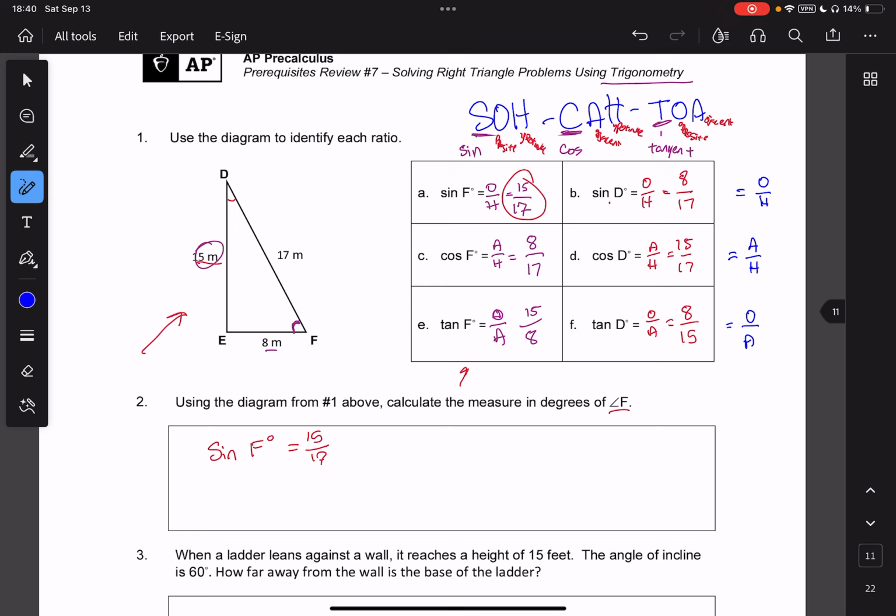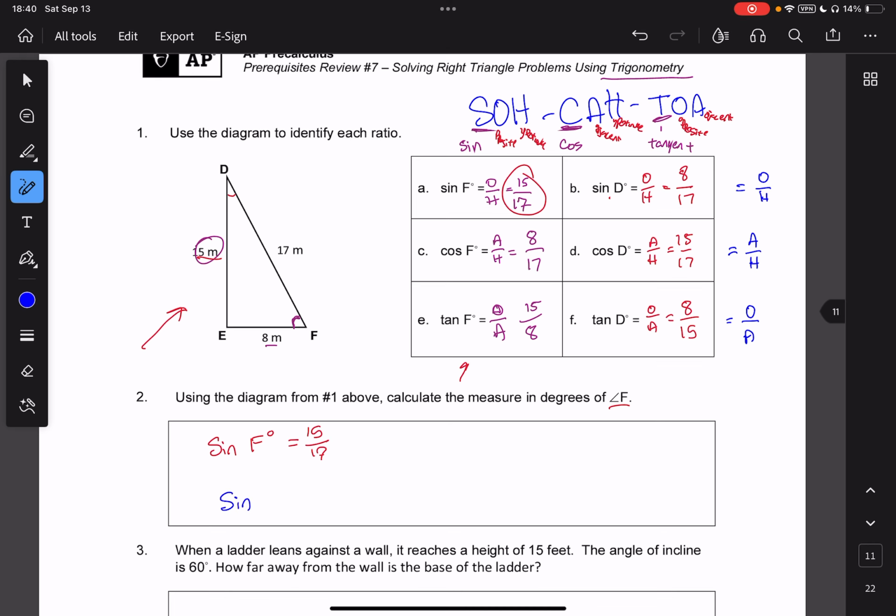You guys will have calculators for this. How do we input this into the calculator? Sine inverse of 15 over 17. We are taking the inverse, so it swaps these two. So then it's equal to F. When we put that in our calculator, we get 62 degrees. That's the value of F.